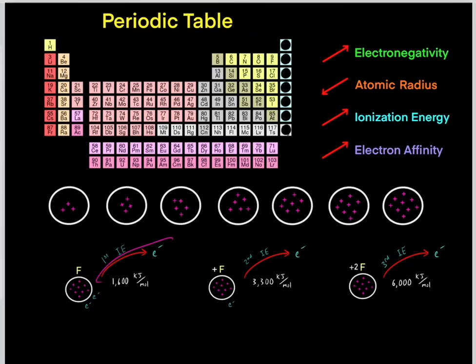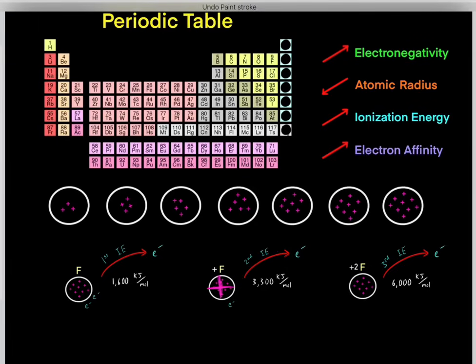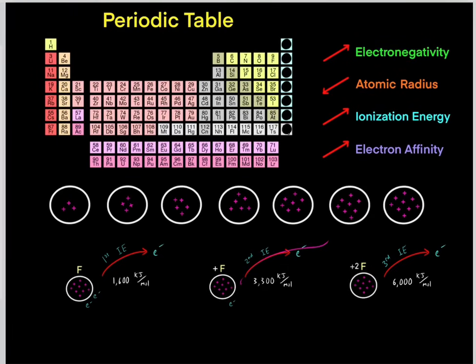And that makes sense because once we rip off the first electron, now we have this positively charged fluorine with this positive charge. So therefore, it's going to require more energy to rip off a subsequent negatively charged electron. Because once we rip off that subsequent negatively charged electron, now we have a larger positive charge, which is going to attract those negatively charged electrons.